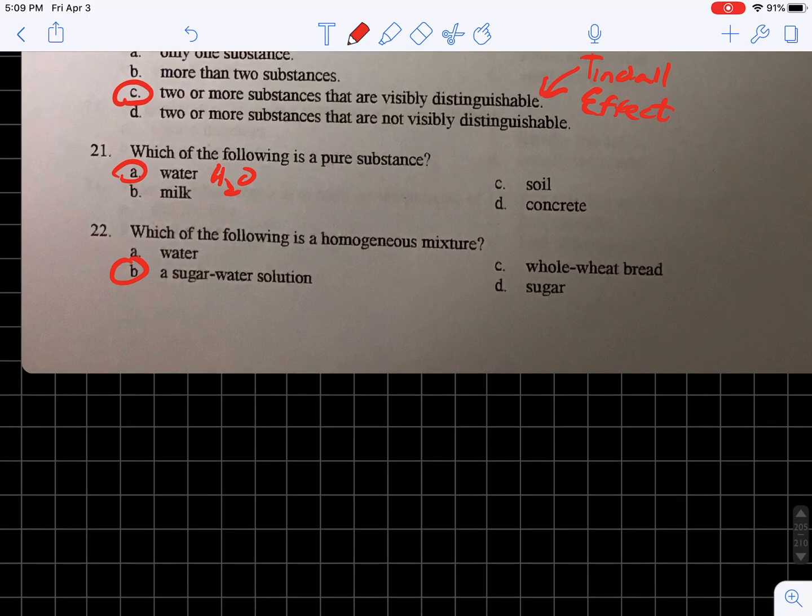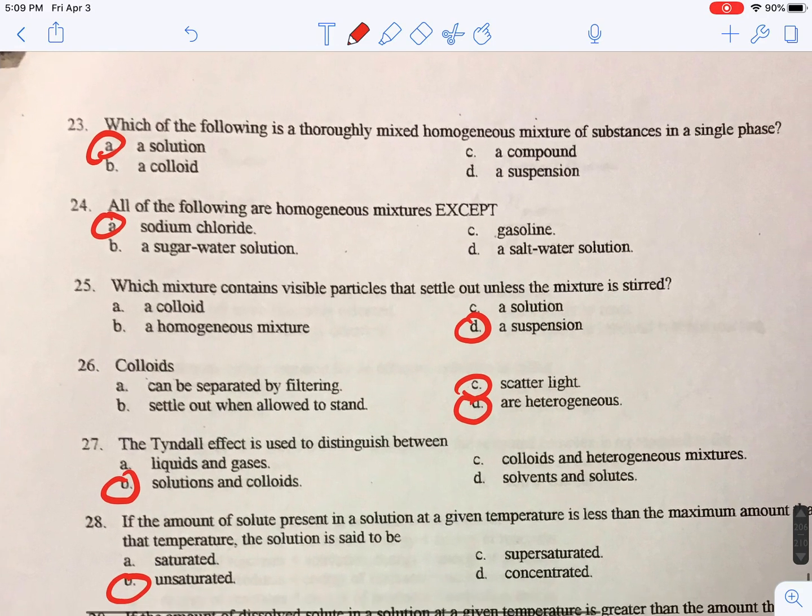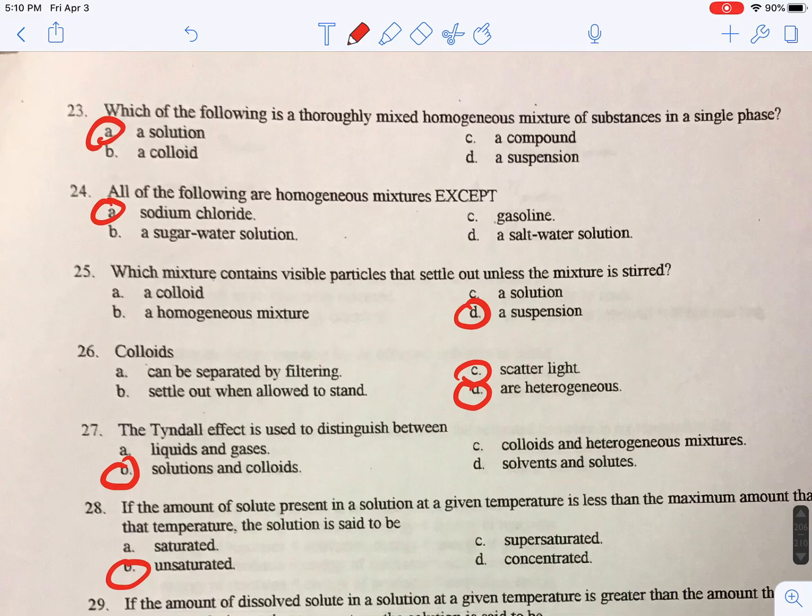In whole wheat bread, you can see the crust in the bread. Sugar is a chemical compound, a pure substance. Water, chemical compound, pure substance. So sugar water solution: the sugar will dissolve and it looks like one layer, a homogeneous mixture. Number 23, which of the following is a thoroughly mixed homogeneous substance in a single phase? That would be a solution.